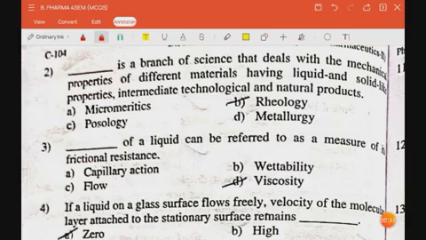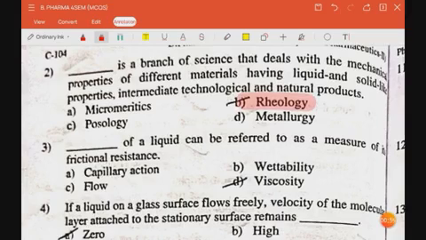Dash is a branch of science that deals with the mechanical properties of different materials having liquid and solid-like properties, intermediate, technological and natural products. The answer is rheology. The next question is dash of a liquid can be referred to as measure of its frictional resistance. The answer is viscosity.